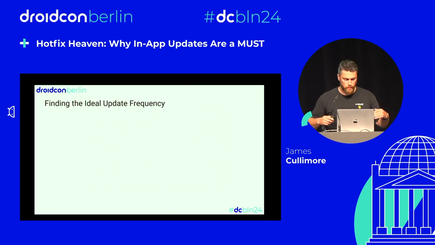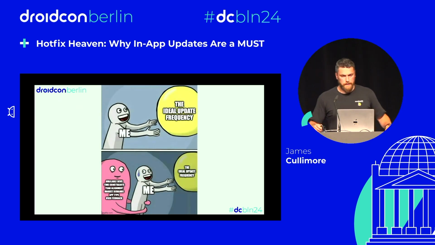So what we want to do is find the ideal update frequency, so how often we deliver this update, but at the same time not so often that we're blocking them. And the shit answer is there's no one size fits all. This is a really shit answer.